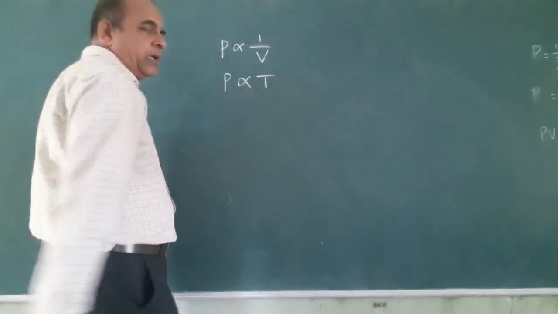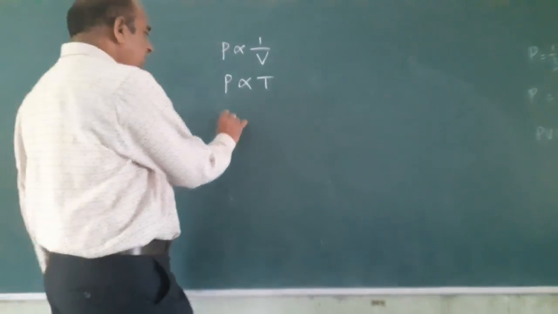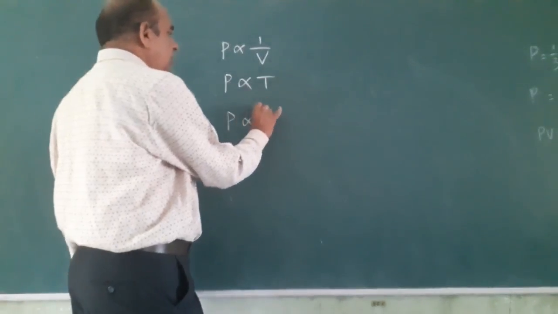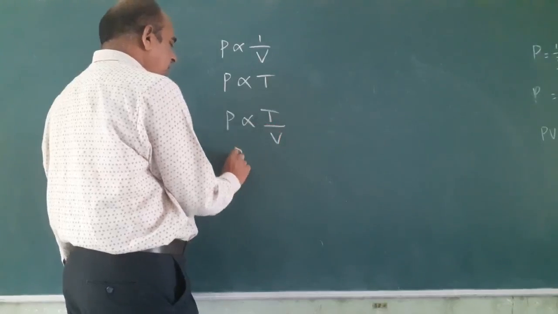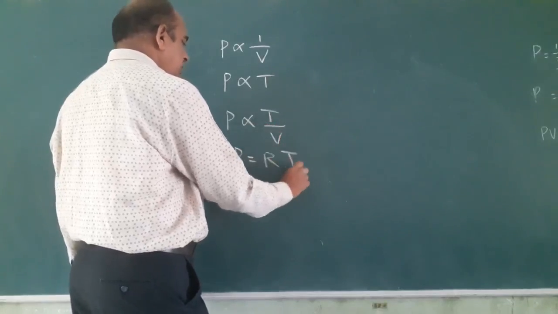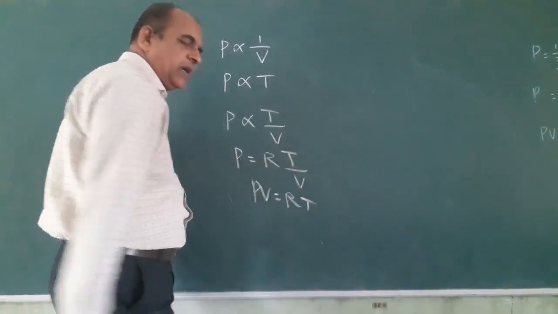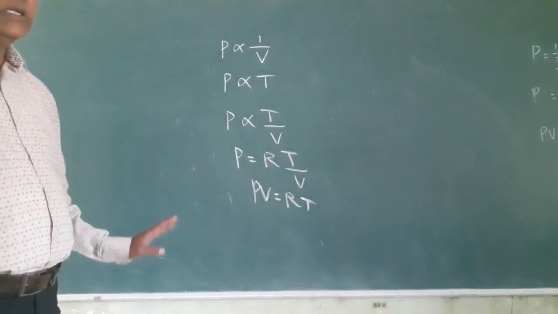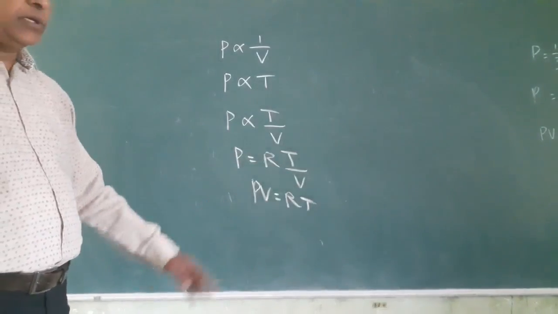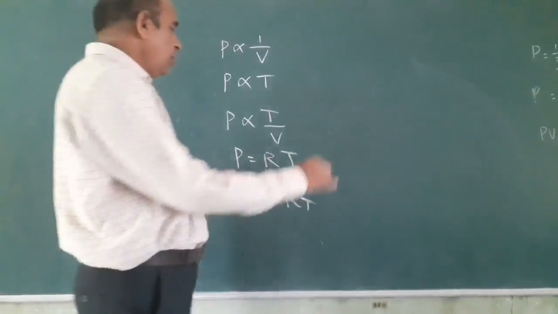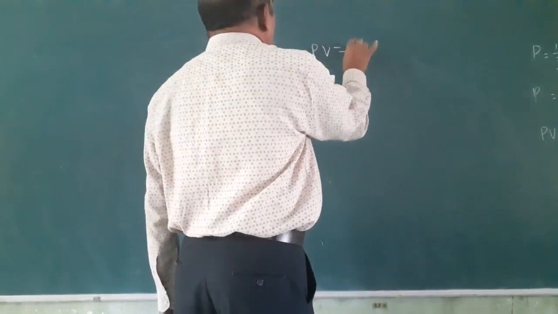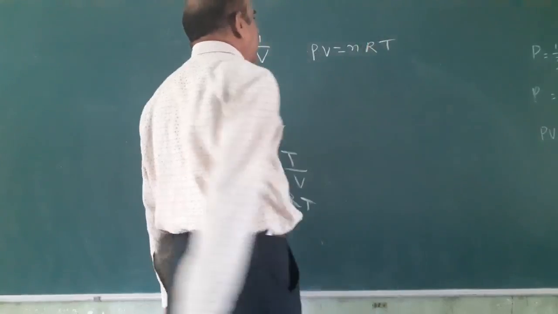Next, according to Boyle's law, P is proportional to 1 by V. According to Charles' law, P is proportional to T. Combining these two, we get P proportional to T by V. Therefore, P is equal to some constant R into T by V. Therefore, PV is equal to RT. We get the universal gas equation: PV is equal to RT for 1 mole. For n moles, PV is equal to nRT.